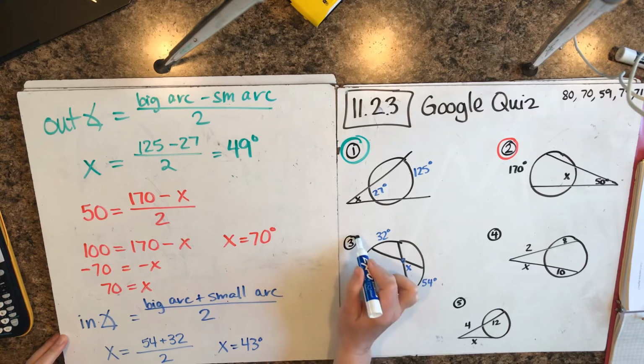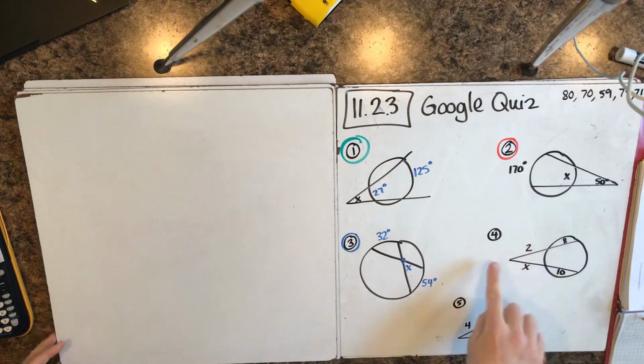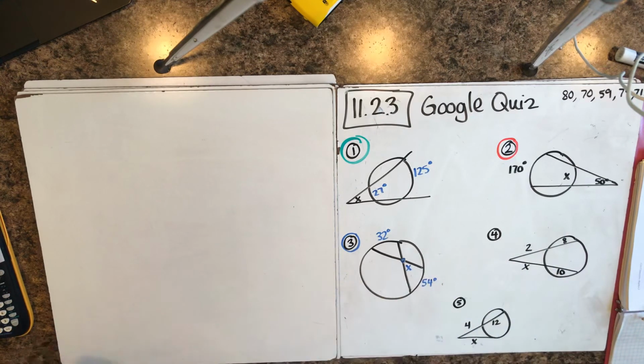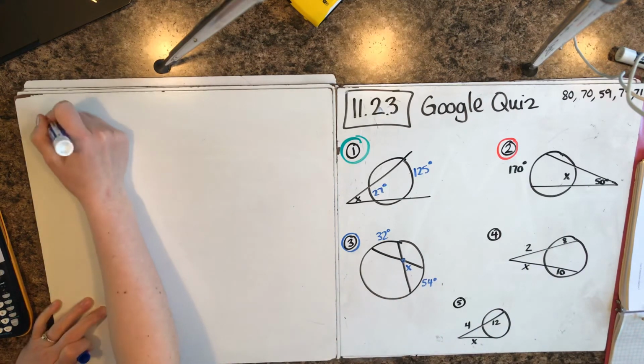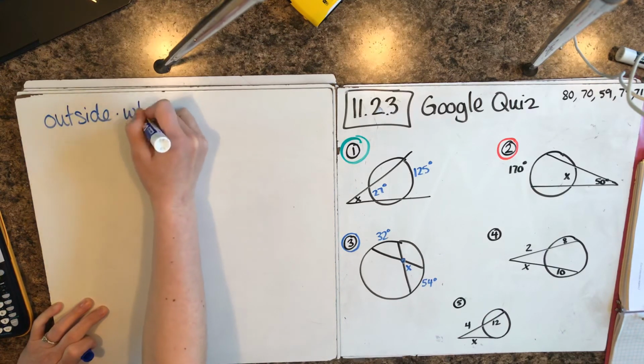Okay, that's for this one. Those 3 were all talking about angles. The last 2 are talking about segments. Notice there's no degree marking, so that's going to be my clue. It's also not inside of an angle. It's not on an arc. It's actually on a segment. So remember, when 2 segments meet on the outside of a circle, it's always outside times whole equals outside times whole.